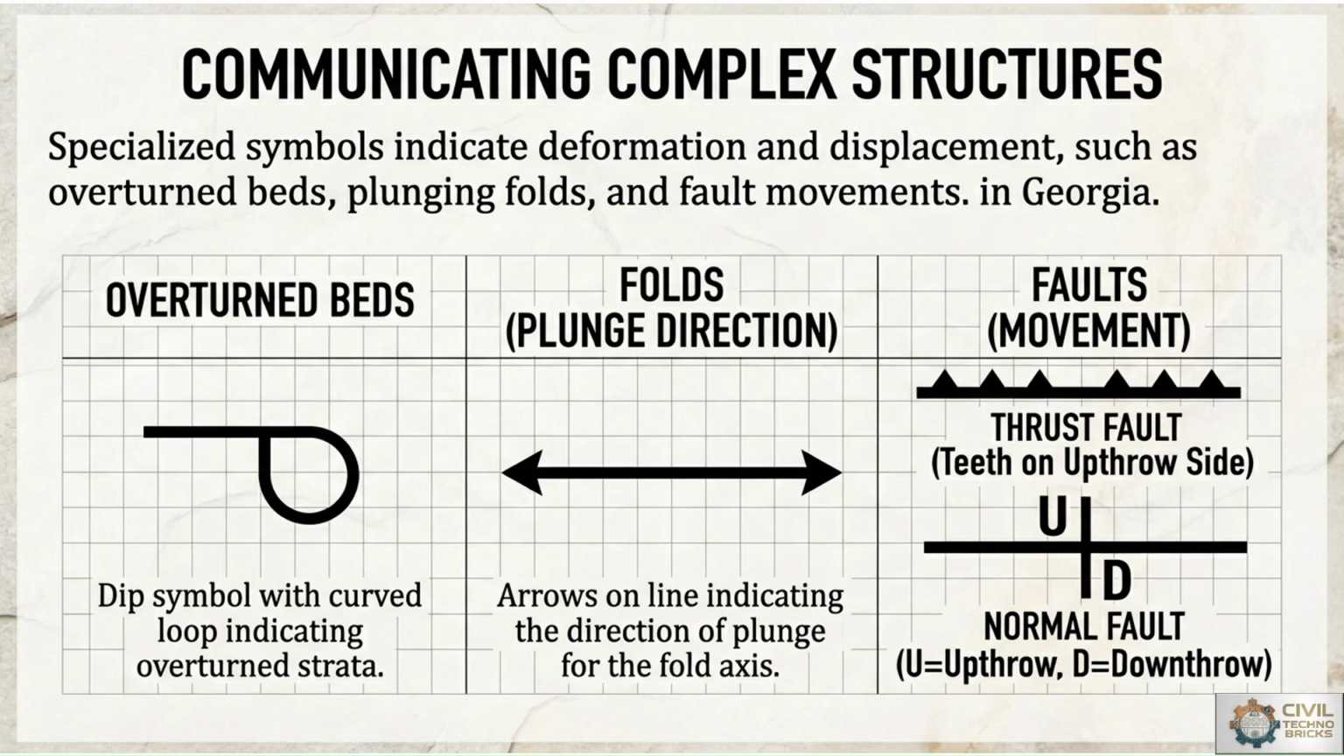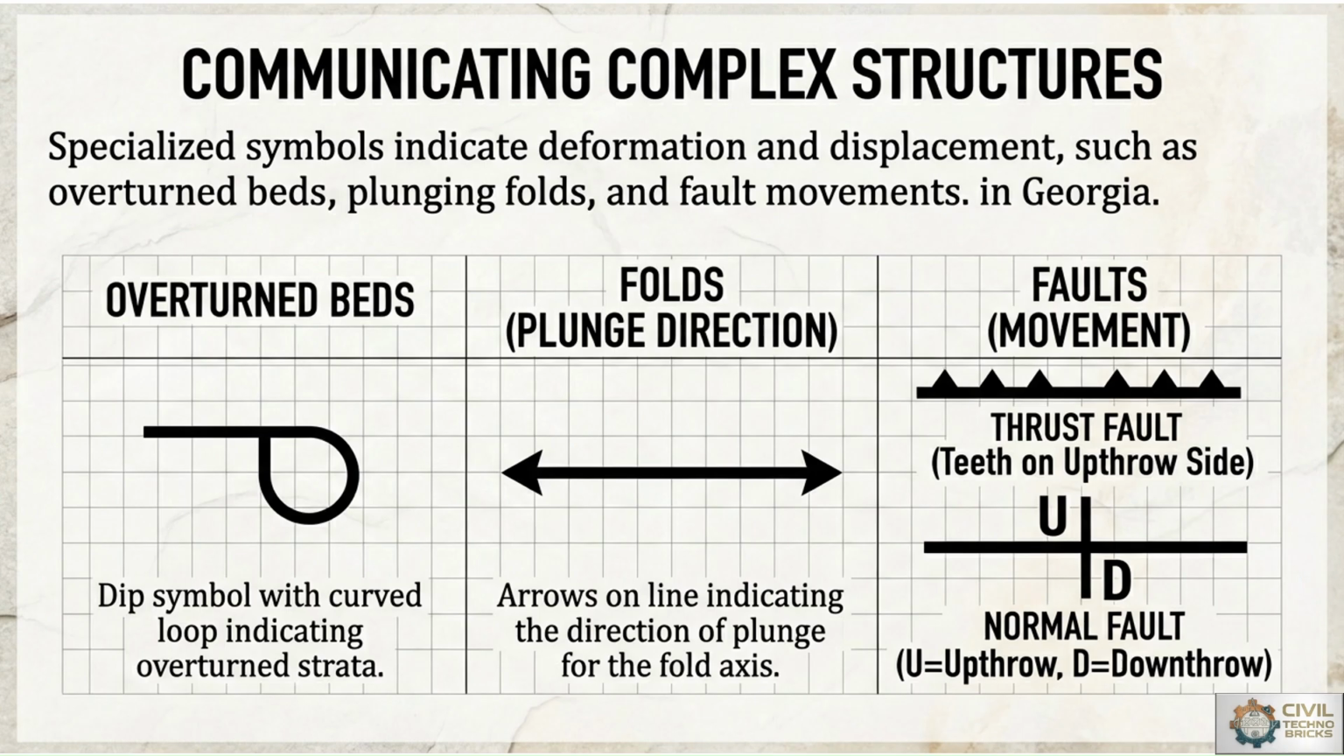Moving towards the communication point of view, communicating complex structures. So here three major components are identified, which are specialized symbols that indicate deformation and displacement, or we can say change in their original position with reference to the coordinates, such as overturned beds, plunging folds, and fault movements in a case study. So specialized geological symbols are used to represent faults, overturned beds, and fault movements.